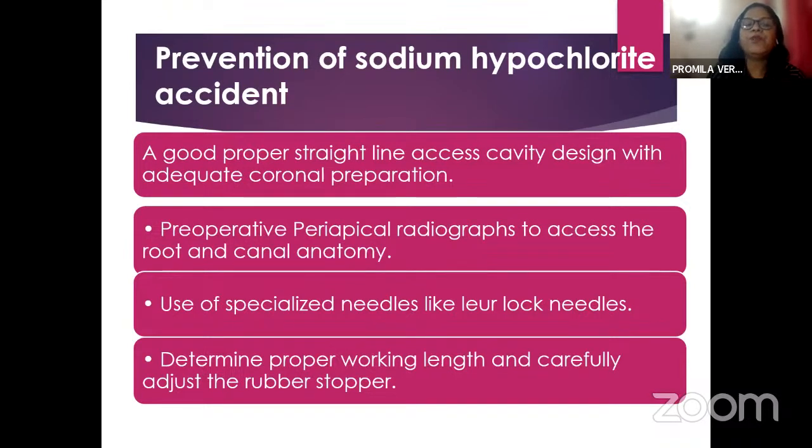A pre-operative periapical radiograph should be taken to see the apical region and the length of the canal. Specialized needles like the Luer-Lok needles, or blunt and side-vented needles, should be used, so that the sodium hypochlorite cannot be forced beyond the apical region. A proper working length should be established, and the rubber stopper carefully adjusted so that you do not perforate the apical closure.